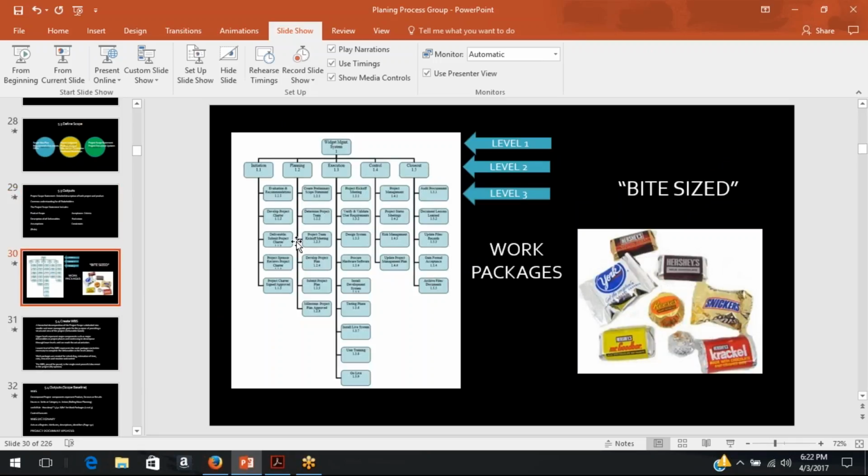Let's start here with the work breakdown structure. I want to review this because, one, it's a very important document. It might be the single most powerful document in project management, the work breakdown structure. And I say that because I use it to help me plan everything else.